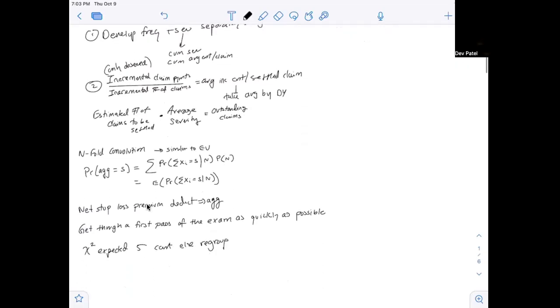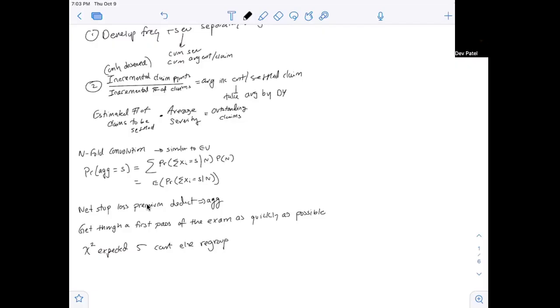And then n-fold convolution is essentially the same thing as expected value, but you're taking the frequency, you're taking the severity, and then you're saying, okay, what's the probability that the sum of all these severities is this amount, given that the frequency is this, and taking the product of all of that across all possible frequency values. So it's the expected value, but it's just in a different format. It's the sum product of the probability that it equals that aggregate amount given the N, across all N's.